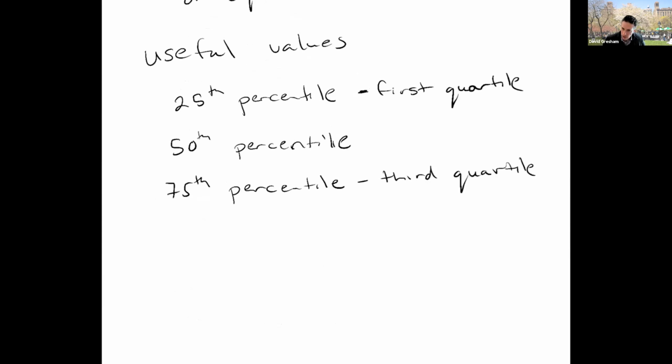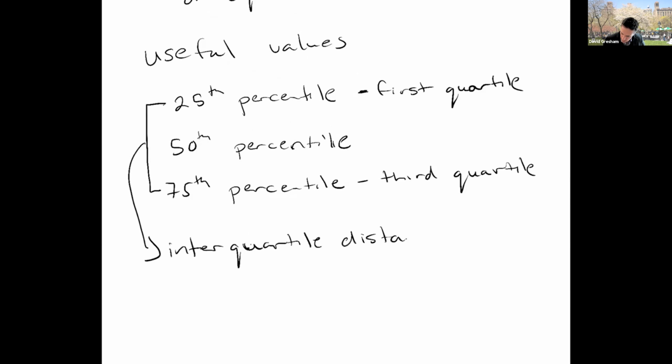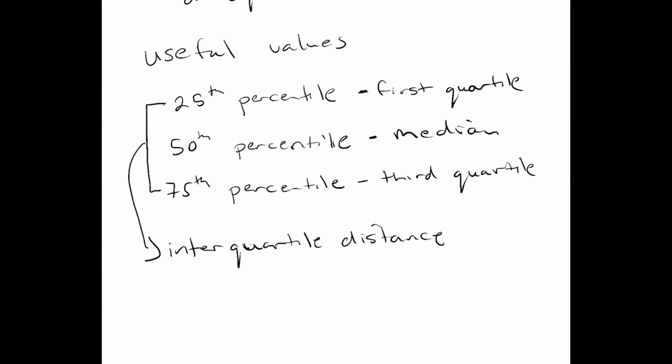And one terminology that's used is the interquartile distance, which is the distance between these two values. Does anyone know what the 50th percentile is equal to? So the value at which 50% of the data are less than and 50% of the data are greater than? Median is correct. The 50th percentile is the median value.